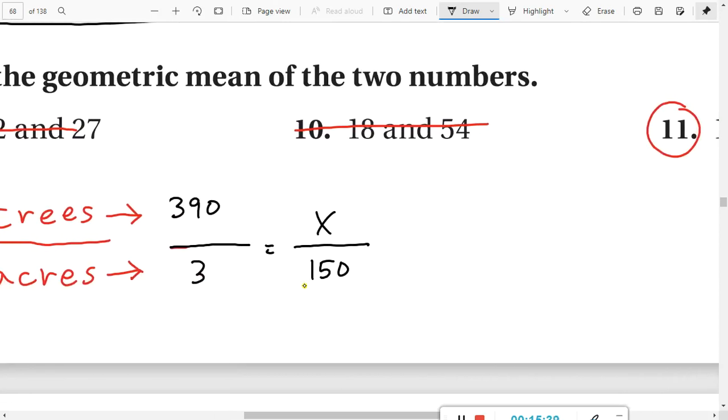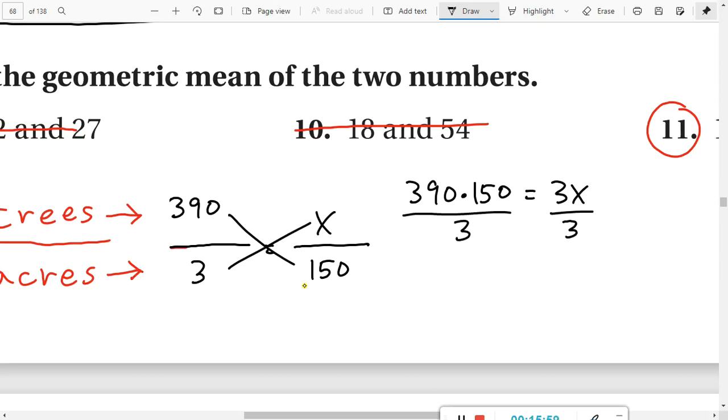So if you cross multiply, 390 times 150 is going to equal 3 times X. And dividing both sides by 3, 390 divided by 3 is 130. And I'll do the rest on the calculator. And I get x is 19,500.